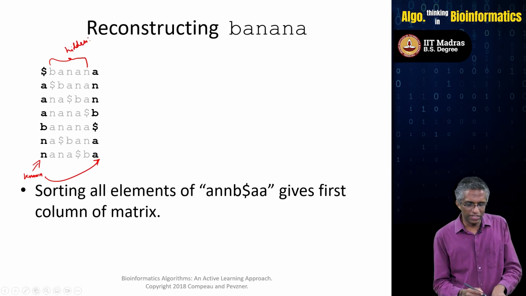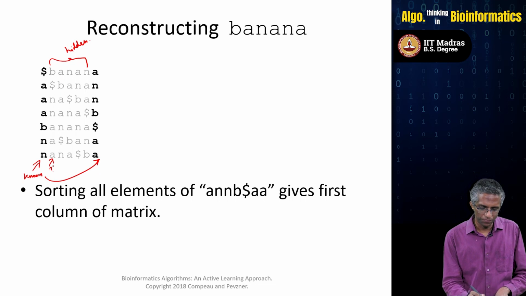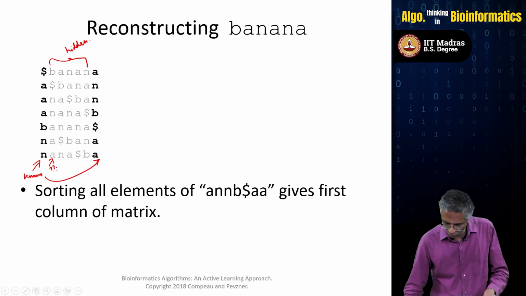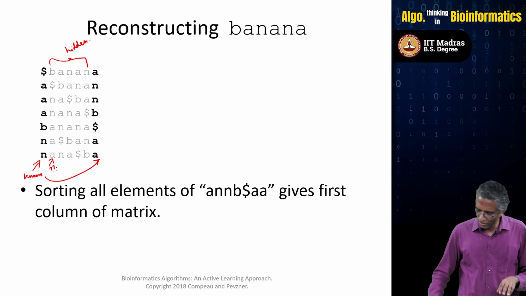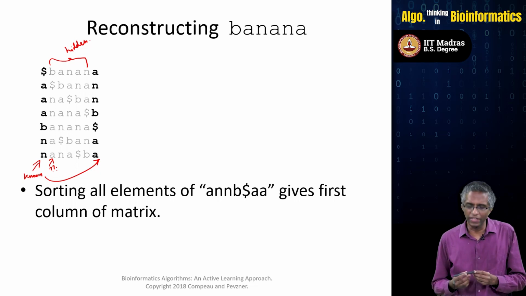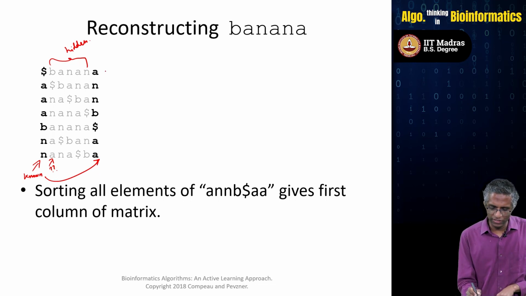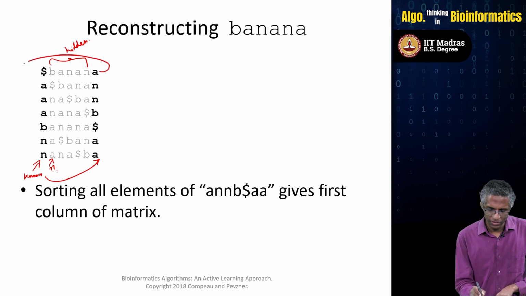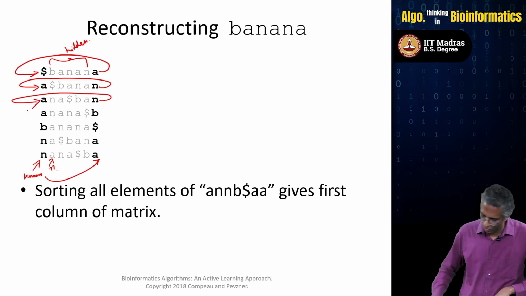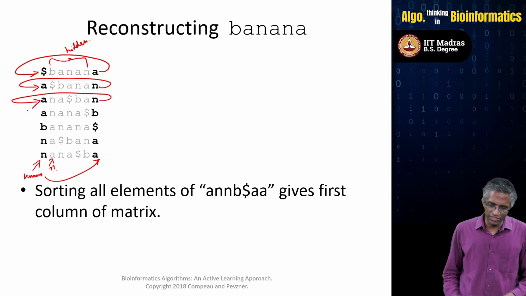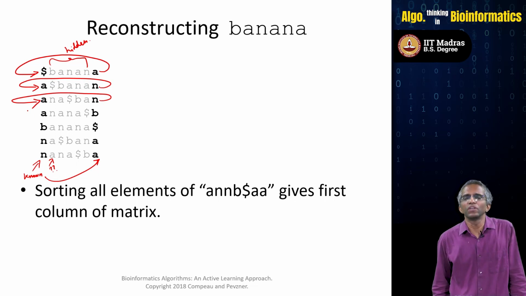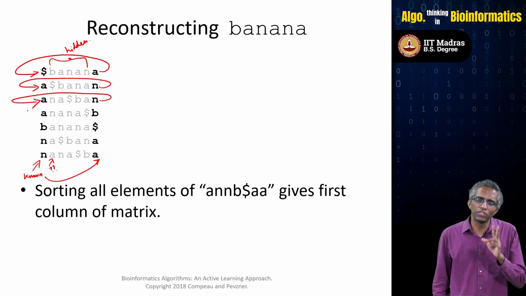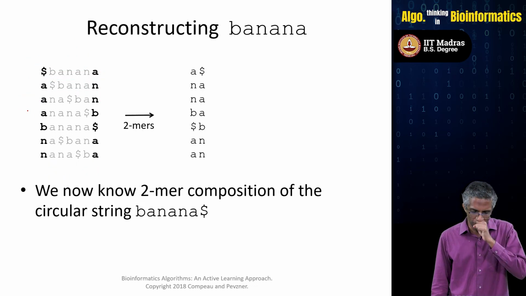Now the question is, can I get the second column also? To do that, all you have to understand is that I need to know all the 2-mers in the string. I know that all of these are cyclic rotations, that A comes before dollar, this N comes before this A, this N comes before this A, and so on. So I can do a cyclic rotation and bring the last column before the first column. Then I will know all the 2-mers in my genome.